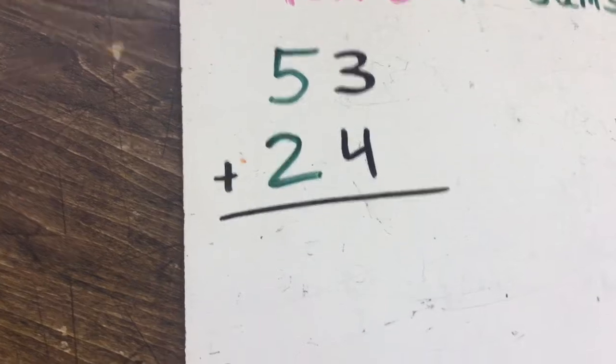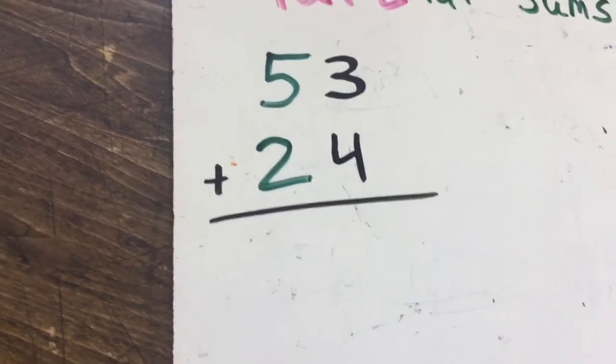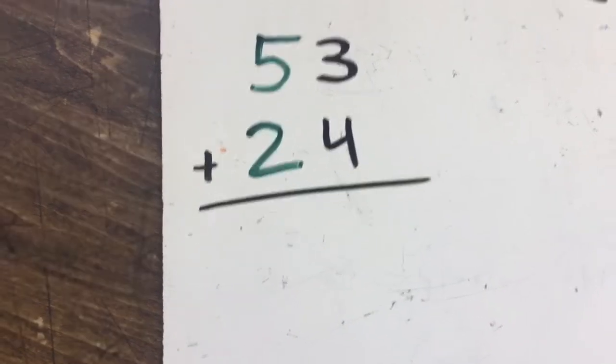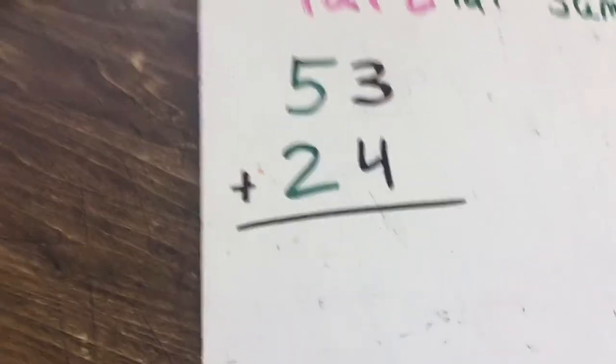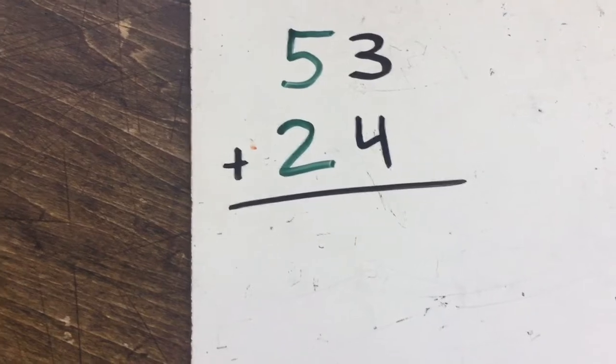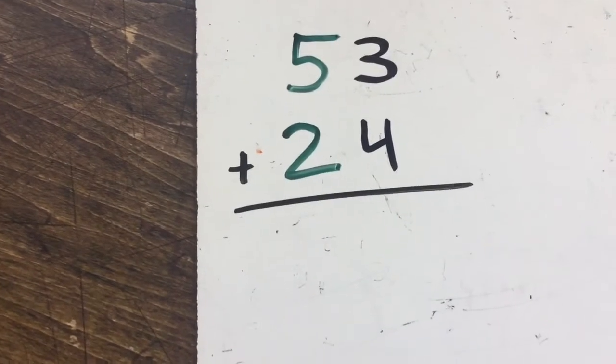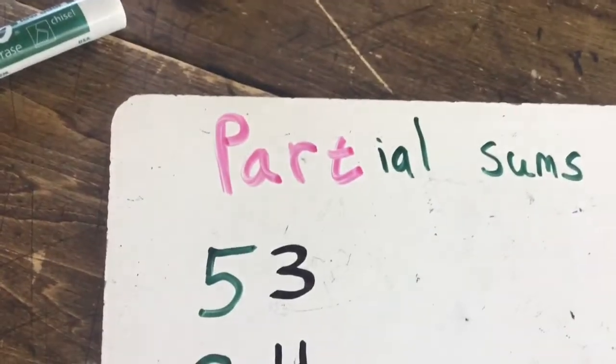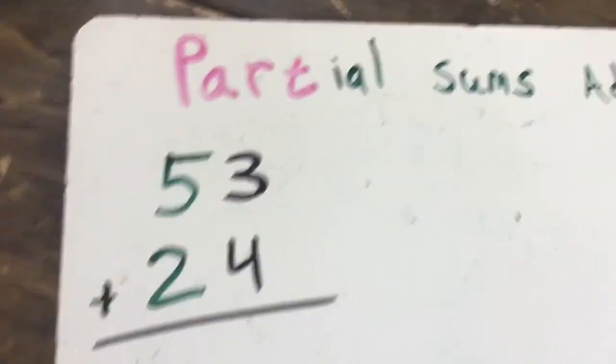Okay, let's look at this problem. 53 plus 24. Now, if I just said do this, you'd probably be able to add it up and get the right number. But today, I want you to do it a certain way, not just any way. Today, I want you to do partial sums. So what does that mean?